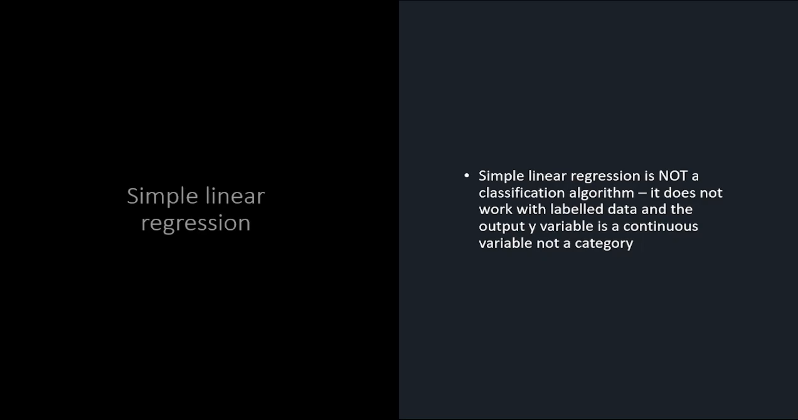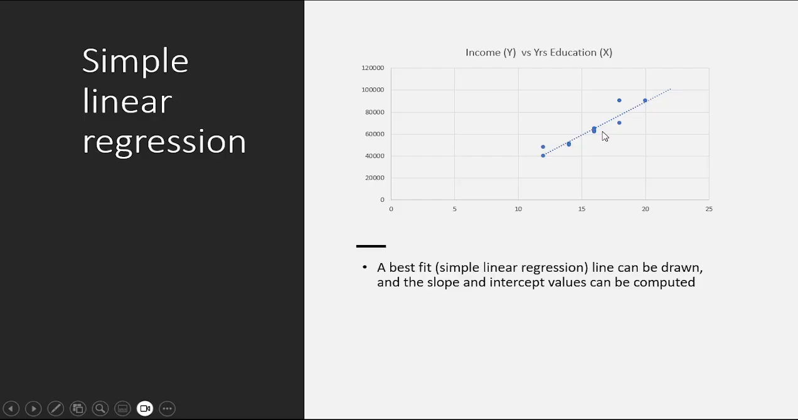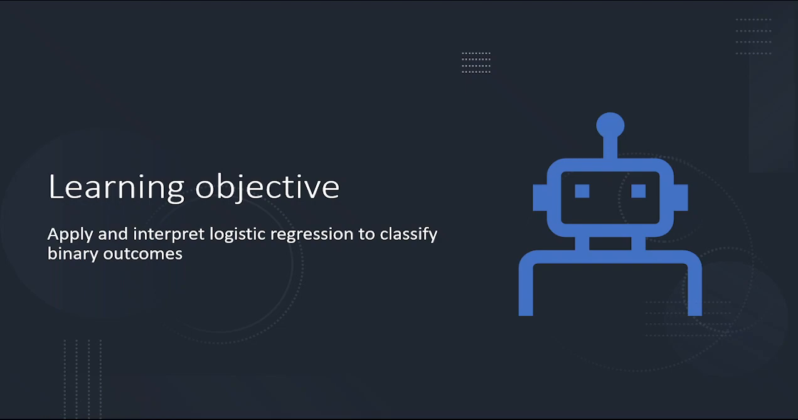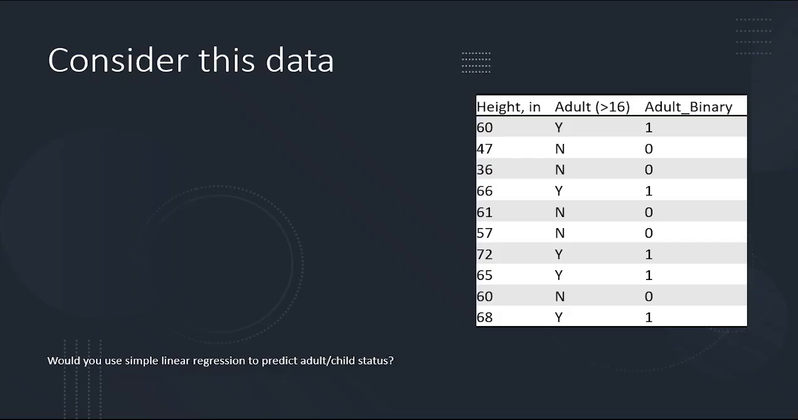So why am I showing you that? Because what if I had data that looked like this? This is height and whether or not somebody's over the age of 16, which I call an adult. So you can do yes, no, binary. Now, logistic regression, not linear, don't confuse the two. Logistic regression works with a binary outcome. That means the y variable is a 0 or 1.